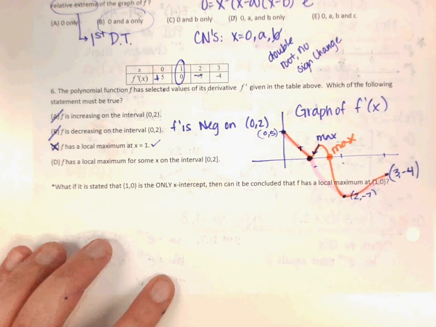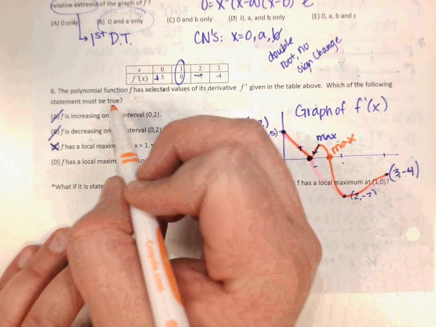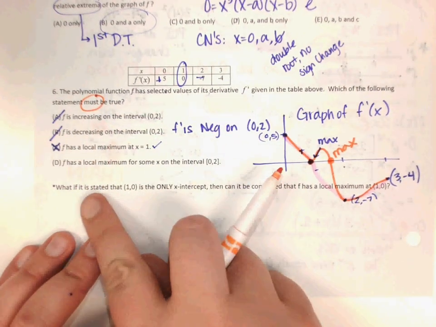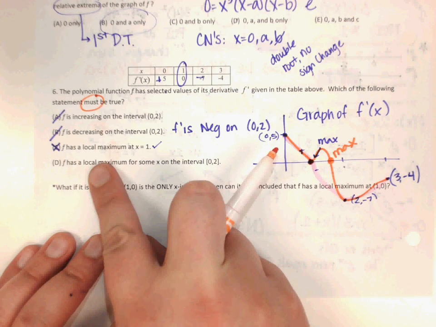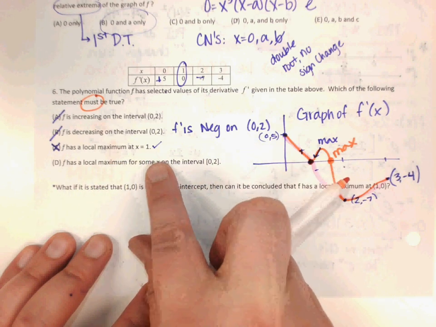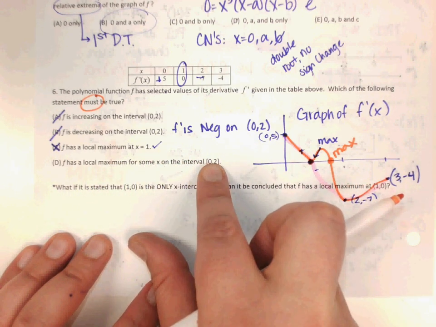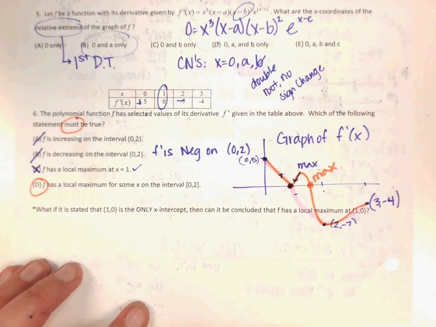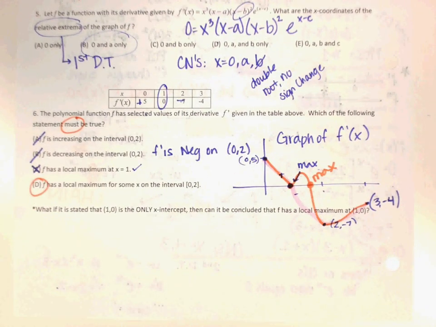So the tricky part about that is it says which statement must be true. Read through answer D. It says I have to have a local max for some x between 0 and 2. That is the correct answer. Okay, but now you don't have to because we just talked about it. Now, how could I make it pass on the other side? What if it did this? Look.